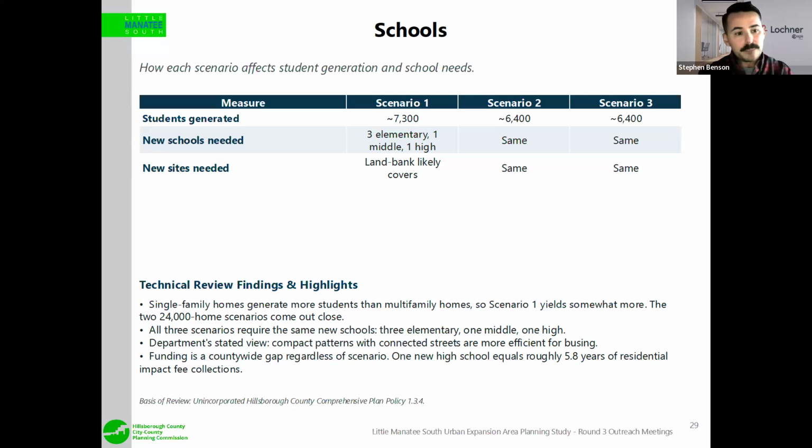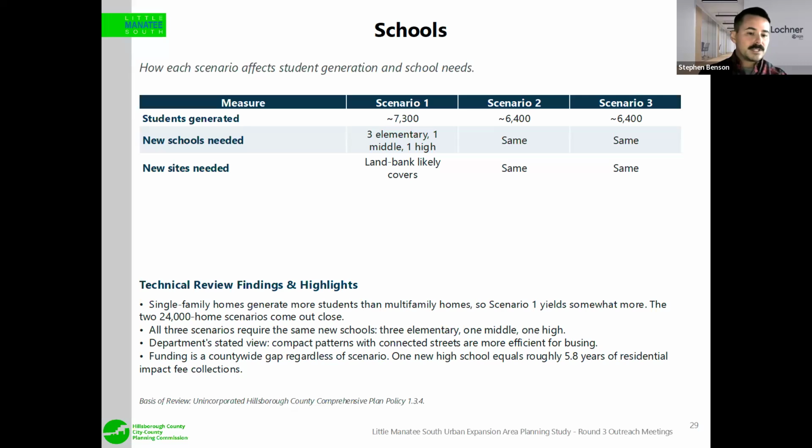As far as schools goes, I believe it was mentioned in at least one of the maps, but there's a significant amount of land already under ownership of the Hillsborough County Public Schools. As far as the number of students generated by each of the three scenarios, scenario one was the highest, and scenarios two and three were about the same. Any of the scenarios would require about three elementary schools, one middle school, and one additional high school.